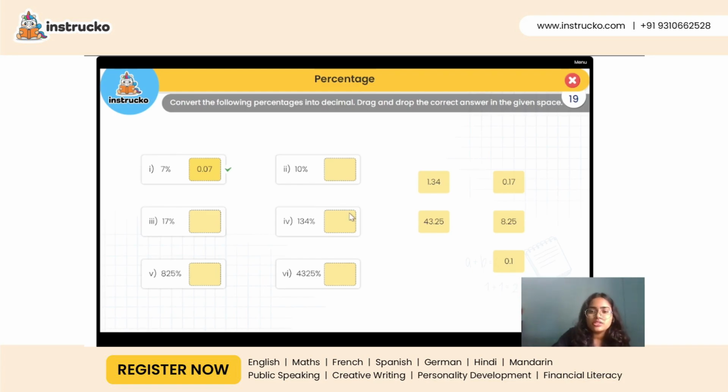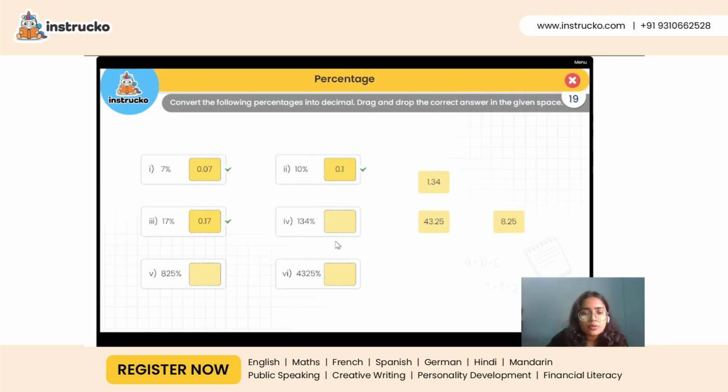Next one, 10%. When you divide 10 by 100, what do you get? Move the decimal point two steps left of the number and you will land up with 0.1 as your answer. Next one, 17%. Basically, 17 divided by 100, you will have 0.17 as your answer. 134%, divide 134 by 100.